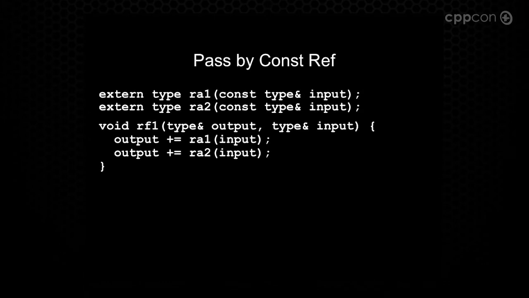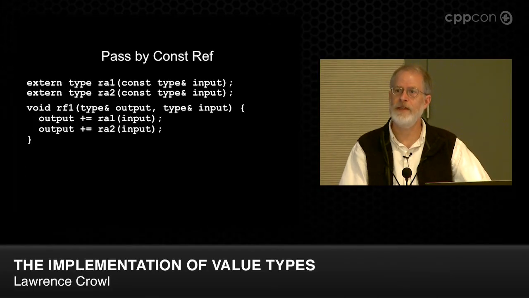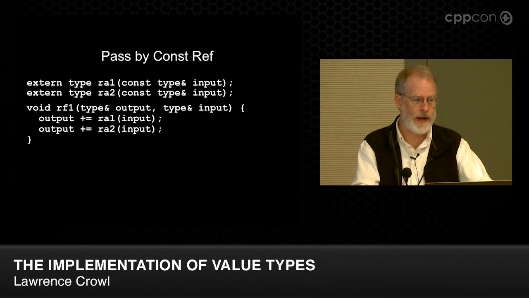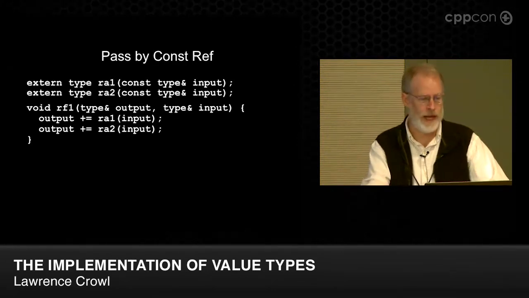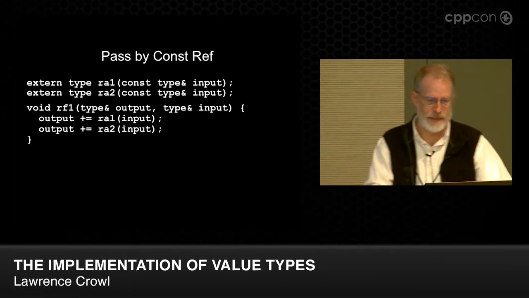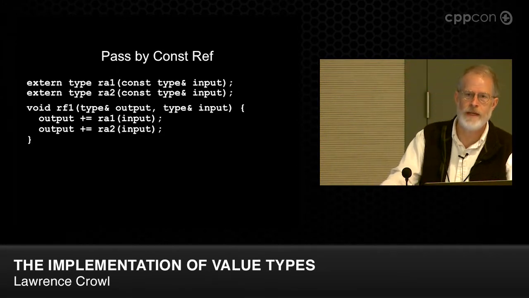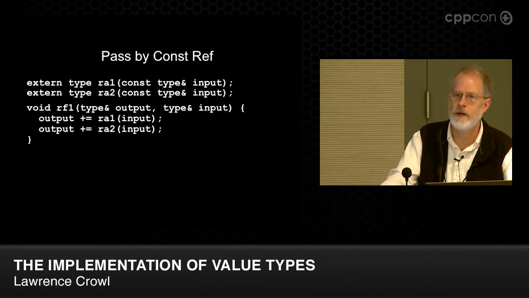Pass by const ref, the second technique, has the indirect memory costs of the indirect pass. It doesn't have the implicit copying, but the problem is that when you do that, you could potentially end up with an alias. In this example, if input and output are the same object, the code will overwrite itself. You'll get the wrong answer.